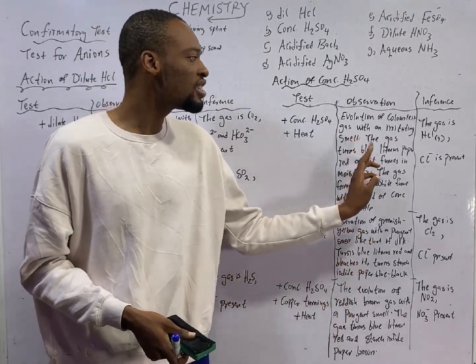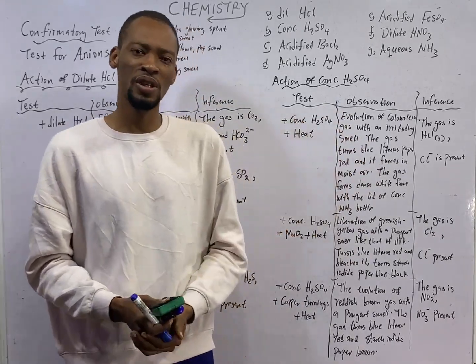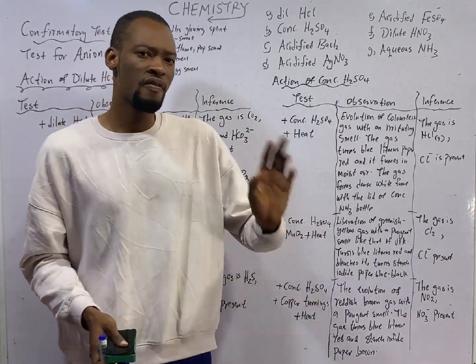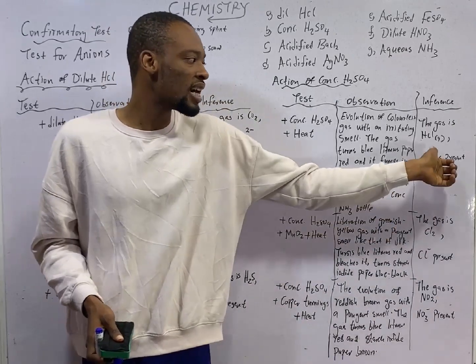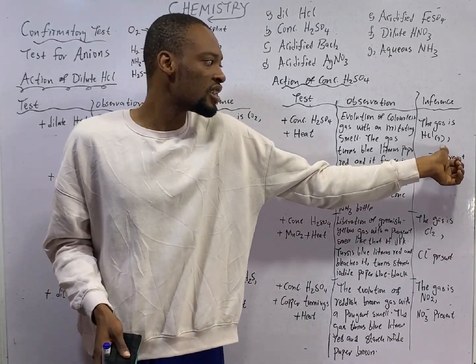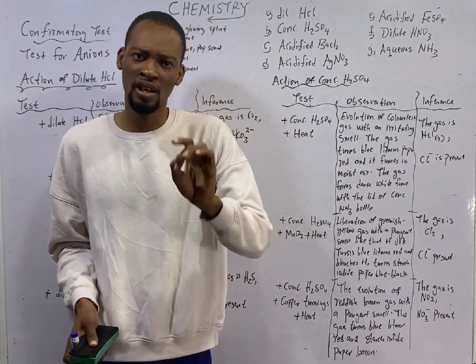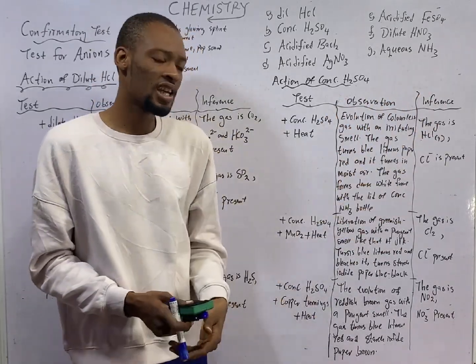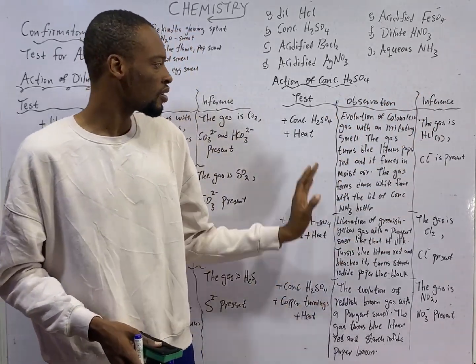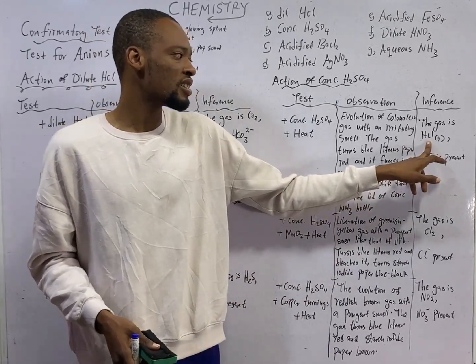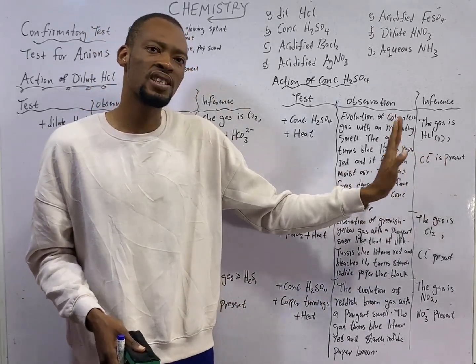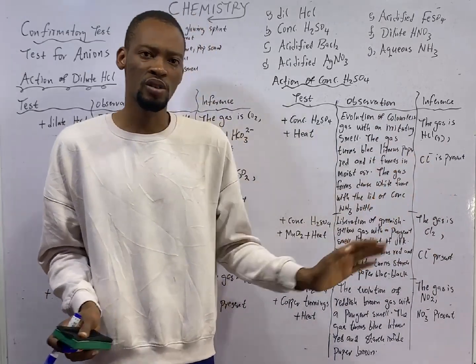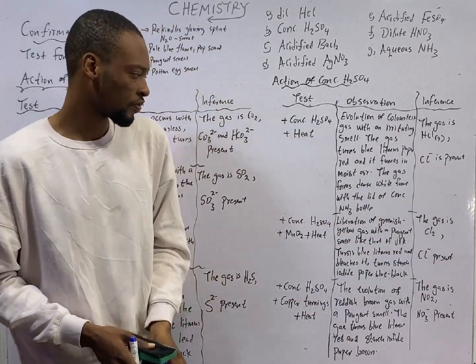Immediately you see irritating smell, know that we are talking of HCl gas, not hydrochloric acid but hydrogen chloride. In gaseous state, HCl is hydrogen chloride. But if you see HCl aqueous, (aq), that is hydrochloric acid. In this case, the gas present is HCl and the ion present in HCl is Cl-, chloride ion.